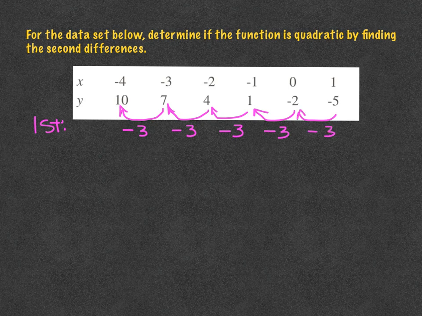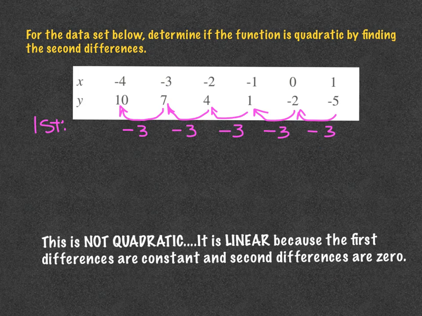So right now we actually can already answer the question about whether or not this is a quadratic function because our first differences are constant. And whenever our first differences are constant, we know that that's a linear function. However, since the directions said to find the second differences, we'll do that.